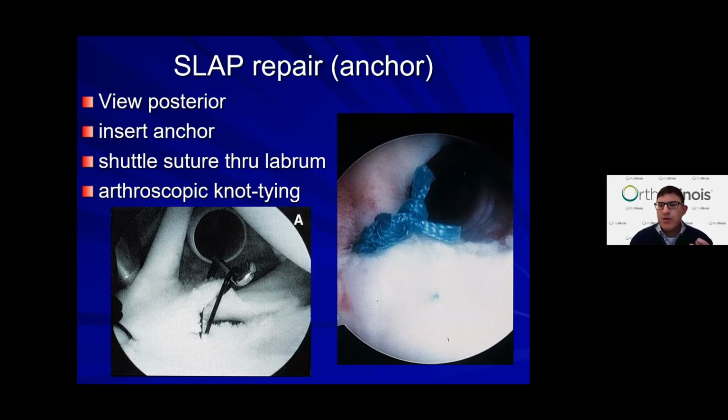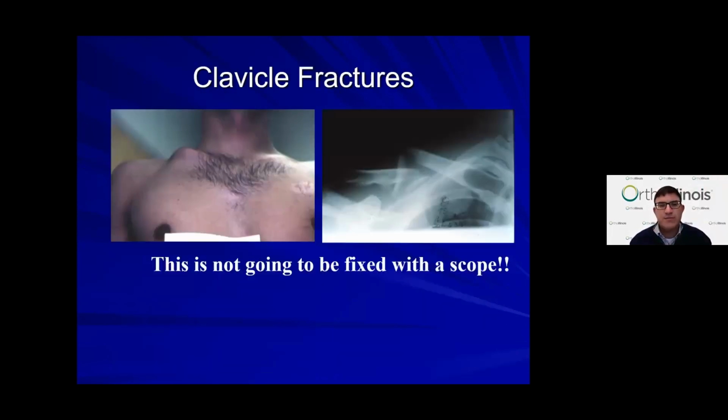The SLAP repair is done similar to a labral repair, where we basically prepare the bone, prepare the soft tissue, drill holes in the bone, put stitches around those structures, and then pull those structures back to bone.